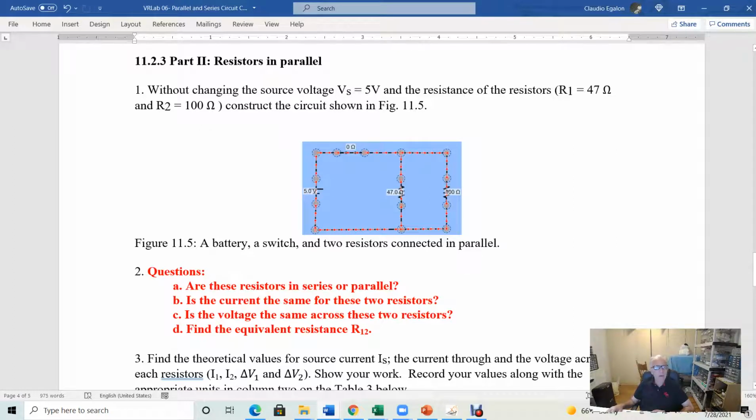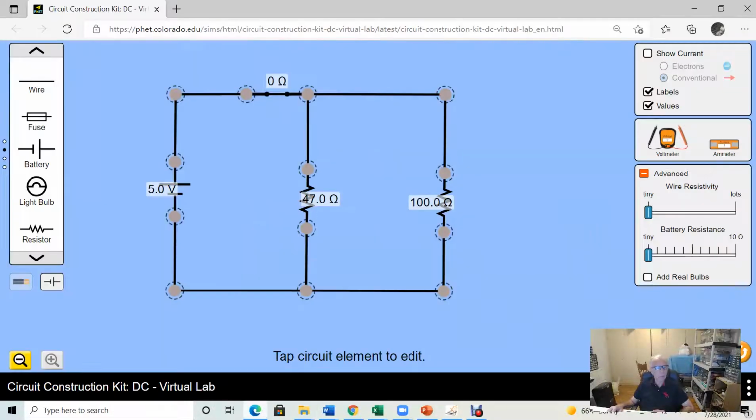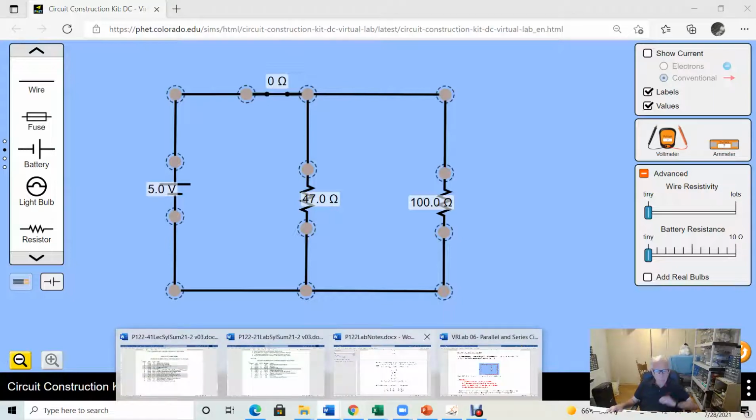Okay, so the circuits are in parallel. 5 volts, 0 volts here, 0 ohms across the switch, 47 ohms for the first resistor, 100 ohms across the second resistor. And what's the theory again? The theory again is the one that I showed to you before.